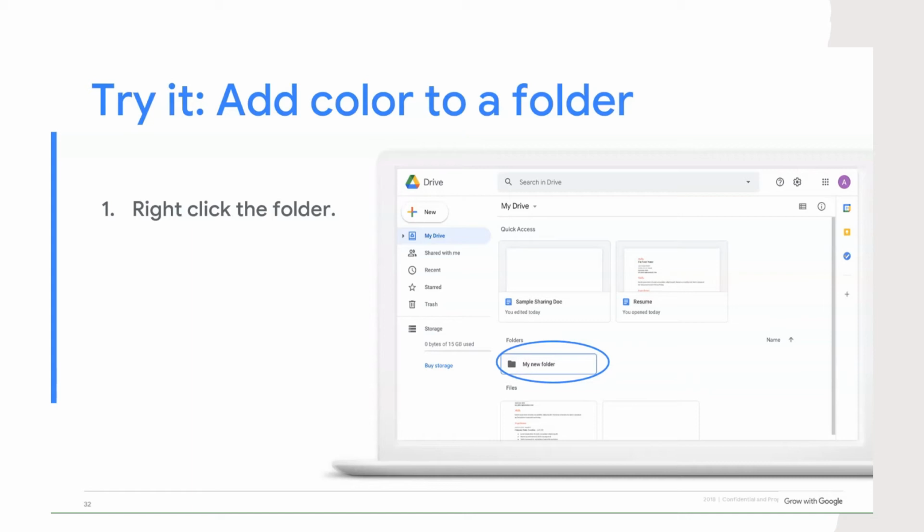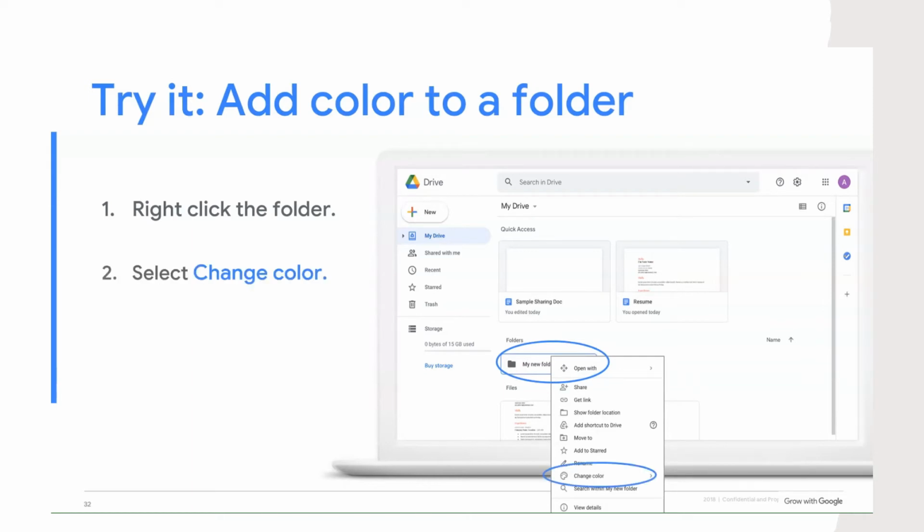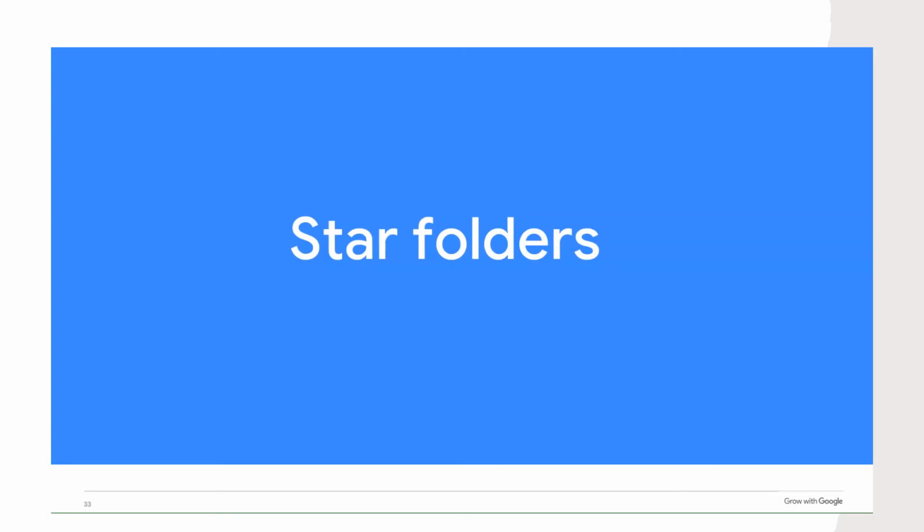Now you try it. Right-click on the folder. Click on Change Color. Menu of color options is going to show up. And choose the color you want. And you can go away from this and come back. You're never, ever set in stone on these classes, so you can always come back.